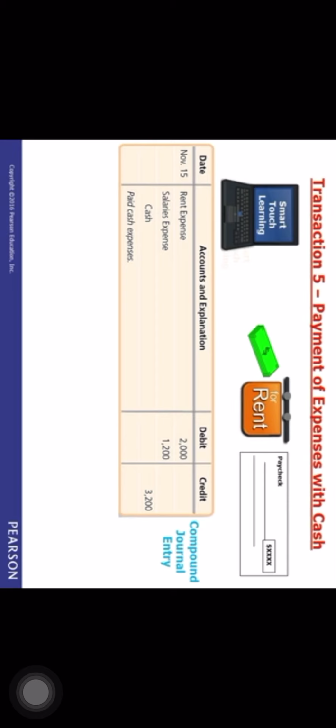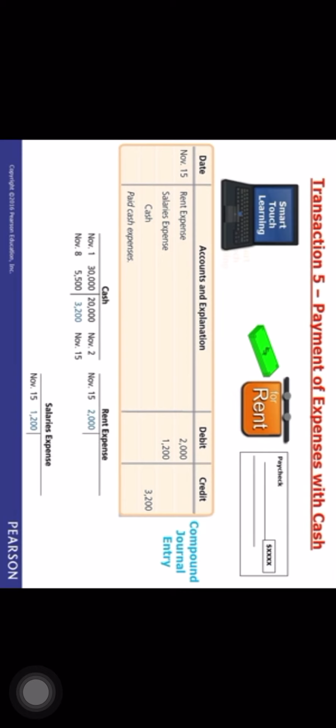We still write an explanation, paid cash expenses, and then after the journal entry, we post to update each of the 3 different T accounts in the general ledger. Cash is decreased with a credit, rent expense and salaries expense are increased with debits.